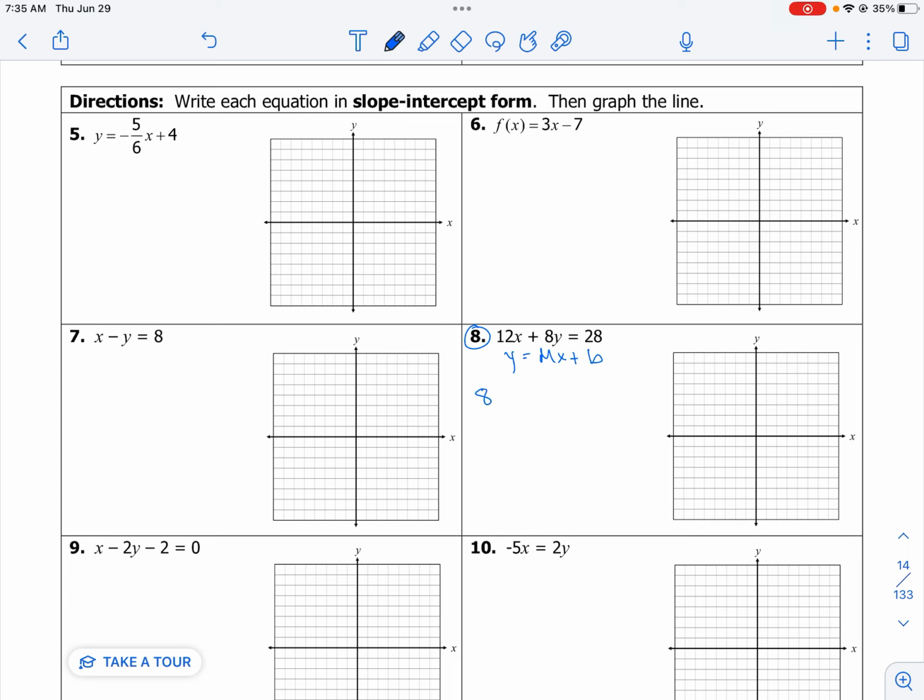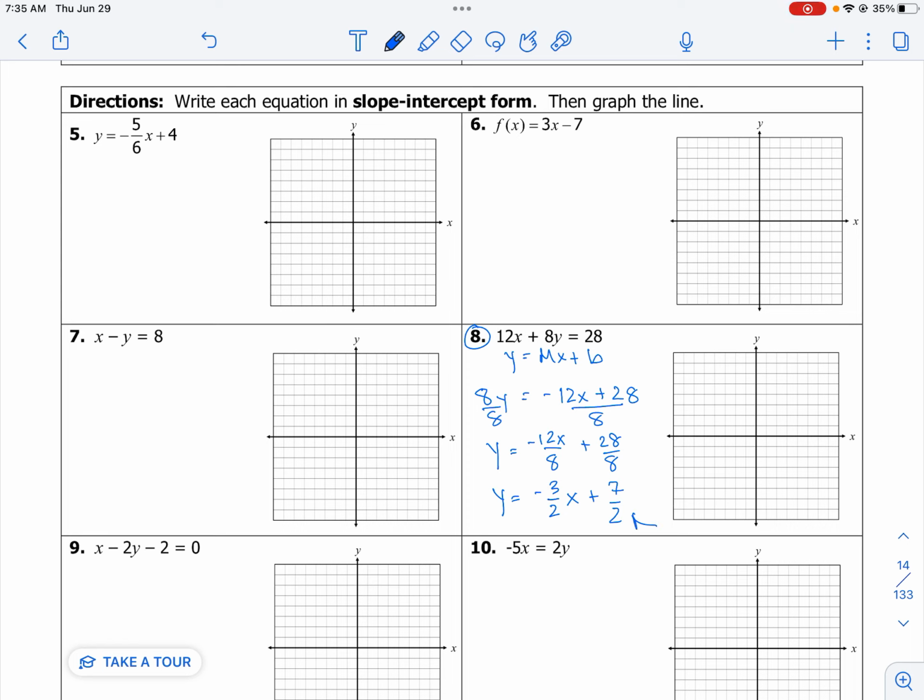So we isolated y by subtracting 12x from both sides. Then we divided both sides by 8, and we got that y is equal to negative 12x over 8 plus 28 over 8. And when we reduced and simplified that, we divided by 4, negative 3 halves x, plus 7 halves. That's the equation for our line.